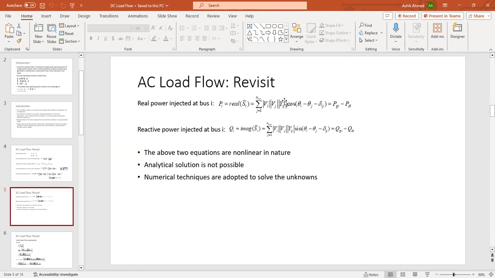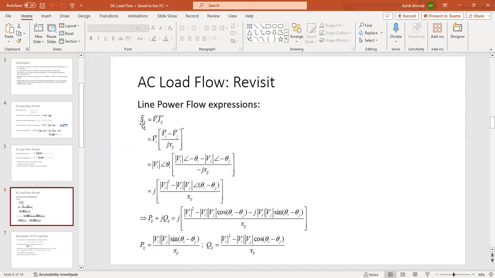Then we said that because of the presence of the sine and cosine terms, these two equations are nonlinear in nature, and that's why the AC load flow problem cannot be solved analytically. Rather, we have to adopt some numerical techniques. The most popular techniques for solving the AC load flow are the Gauss-Seidel method, the Newton-Raphson method, or the fast decoupled method. Of course, other than these, there are also some other methods which can be adopted.